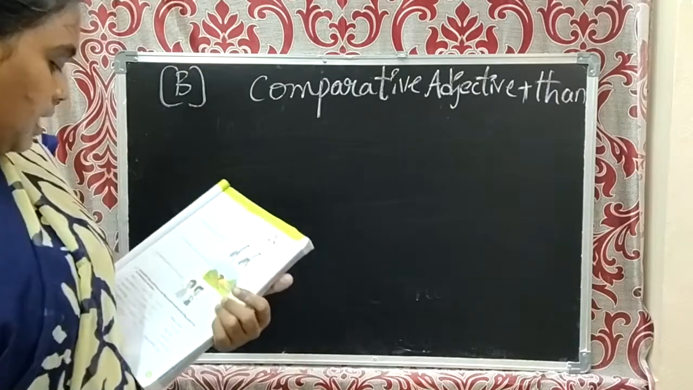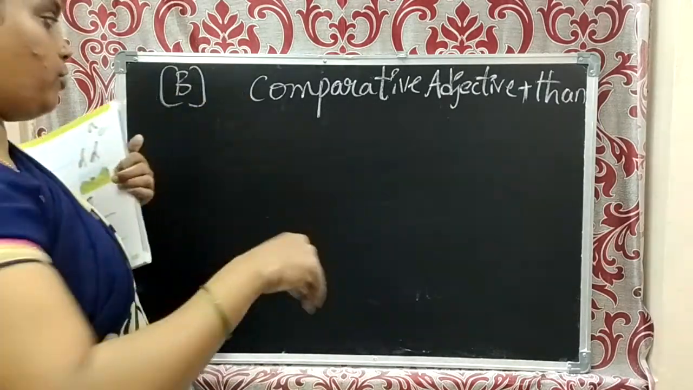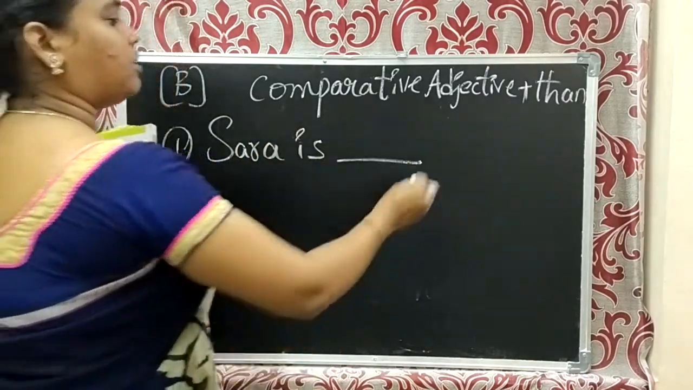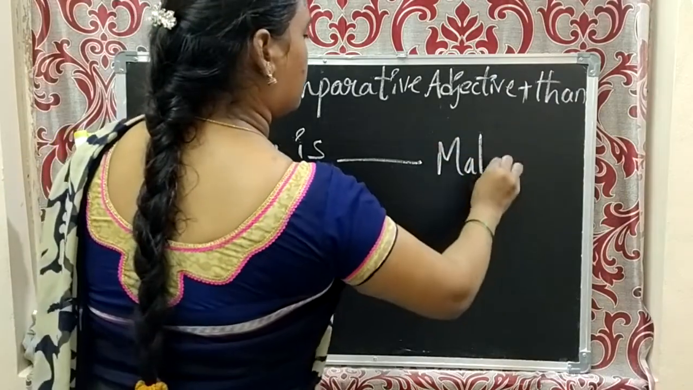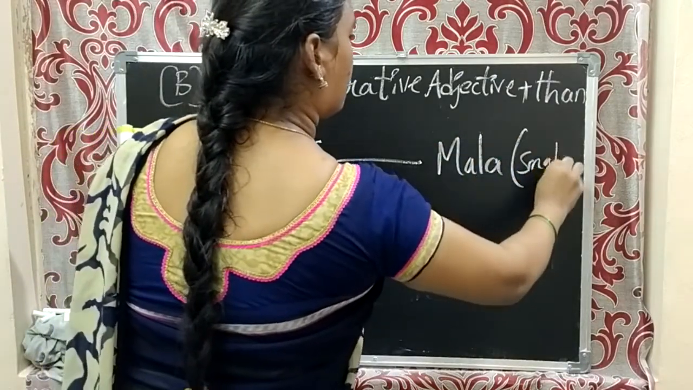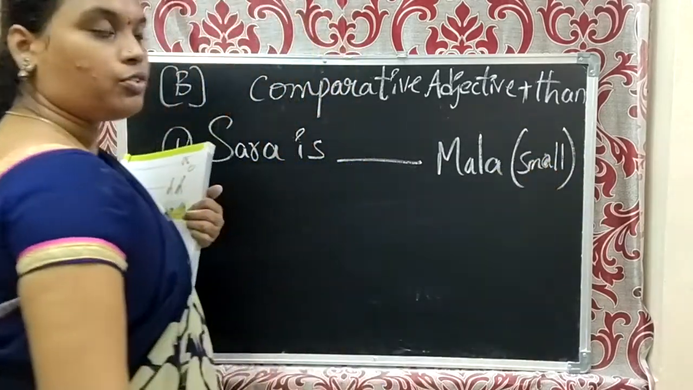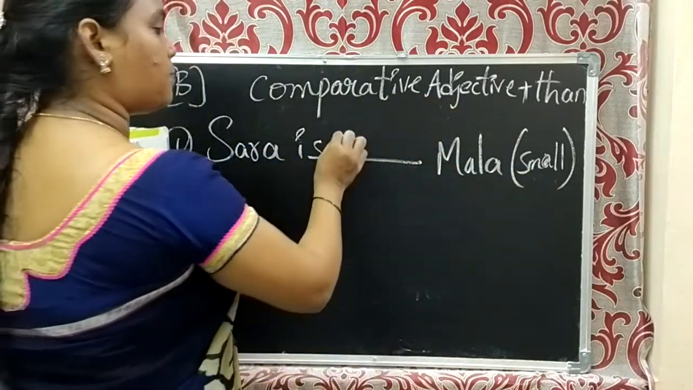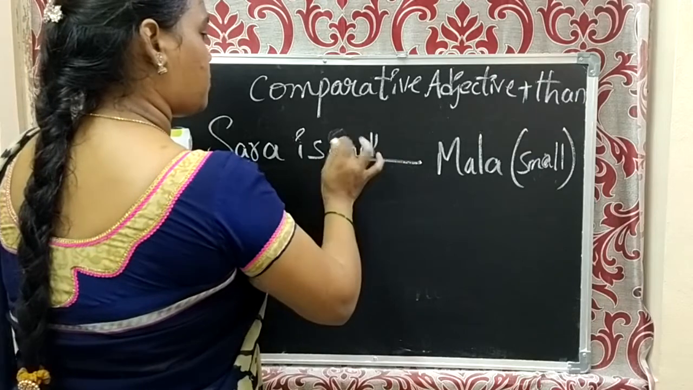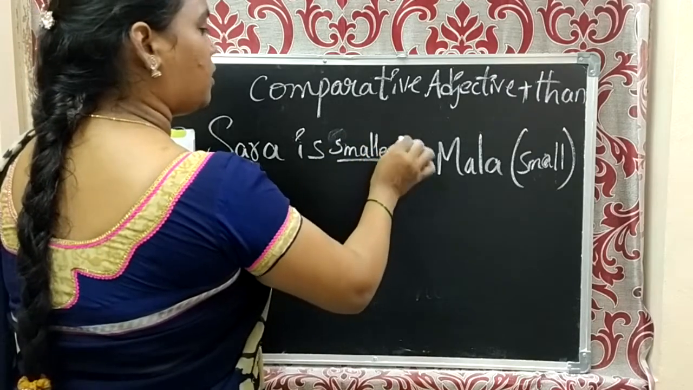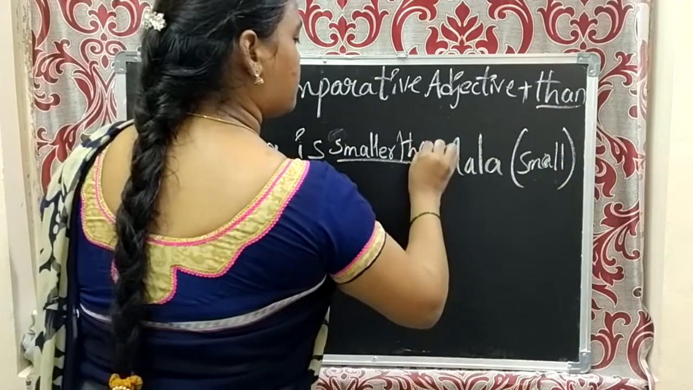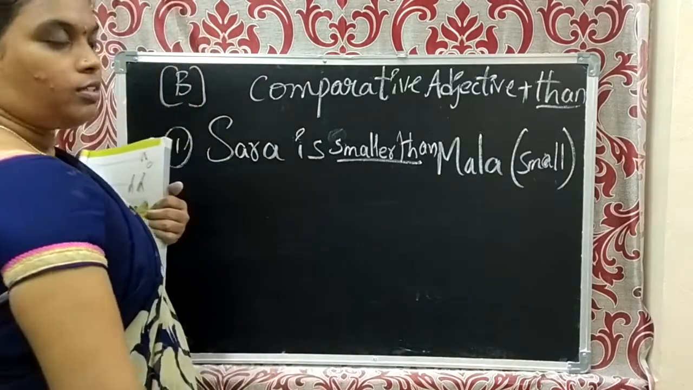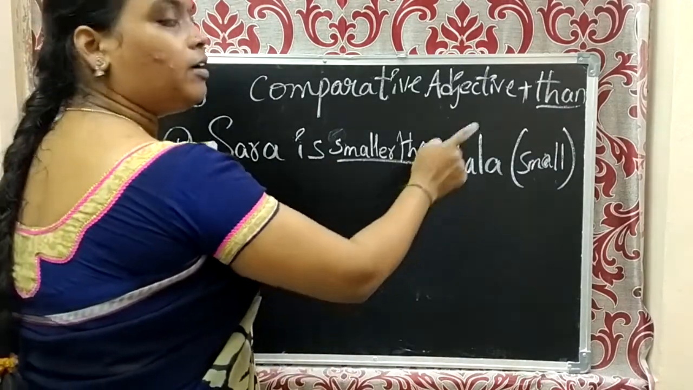For example, the first sentence: Sarah is blank Mala. In brackets, small. So this is the adjective. What is the comparative adjective here? Smaller. Then what do we write? Than. So smaller than Mala, because we are comparing Sarah and Mala. Sarah is smaller than Mala.